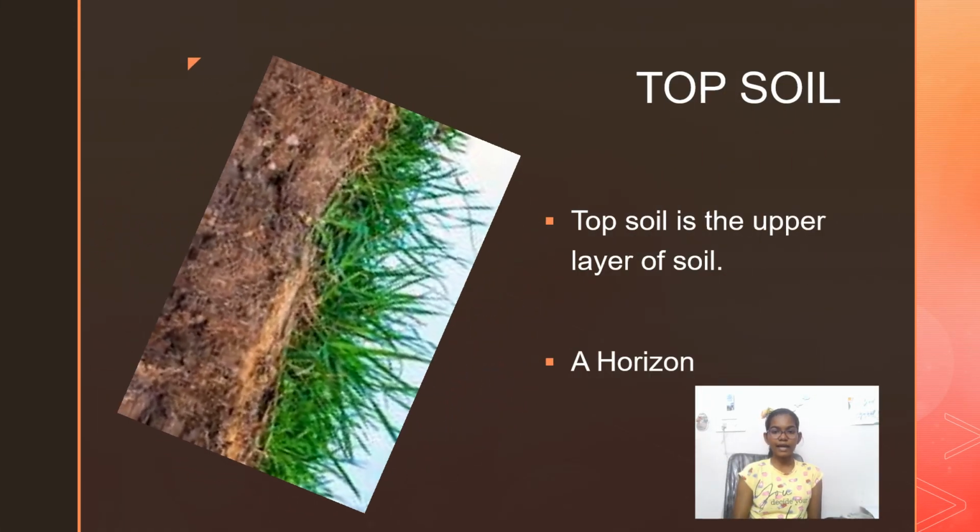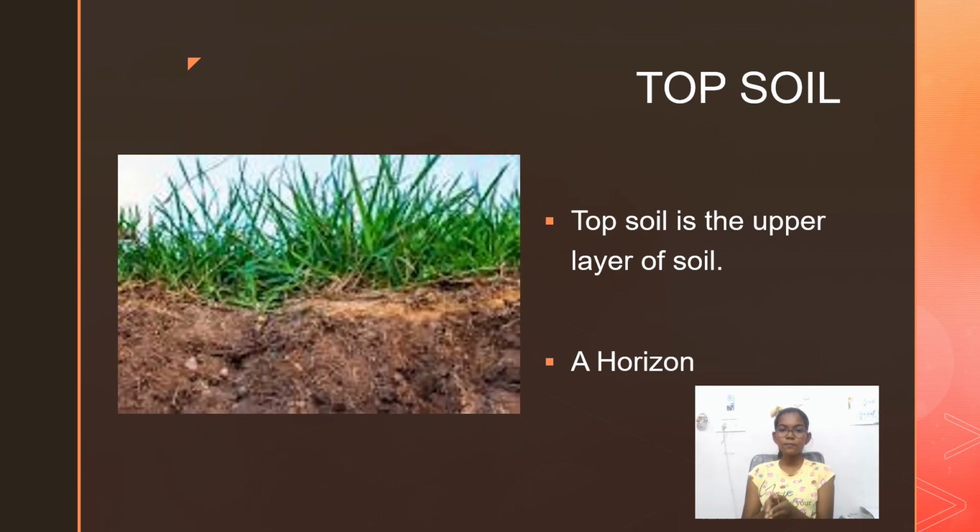Next, let us look at topsoil. The topsoil is the upper layer of the soil. It has the highest concentration of organic matter and microorganisms, and it is where most of the Earth's biological soil activity occurs. Topsoil is composed of mineral particles and organic matter, and it usually extends to a depth of 5 to 10 inches. The topsoil is also called a horizon.